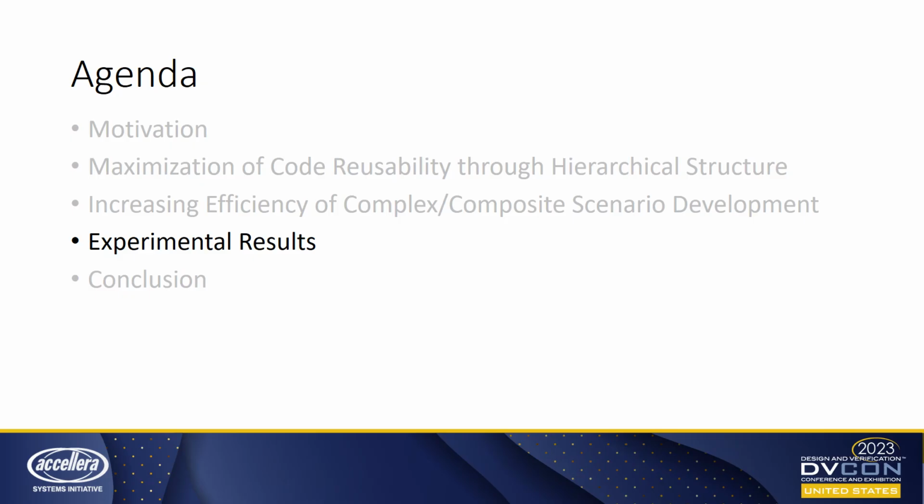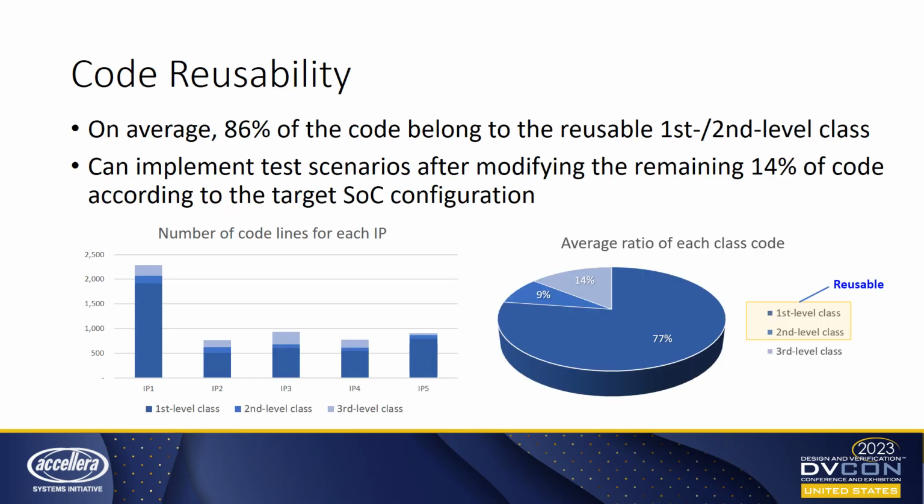Let me show you experimental results. We used 2 automotive SoC products which have been designed on the same architecture platform. We verified the first generation product using the legacy method. Then, we reorganized the test scenarios written for the first product based on the proposed 3-level code structure. When we verified the second generation product, we developed the test scenarios by totally reusing first and second level code. We modified only third level code based on the second product configuration.